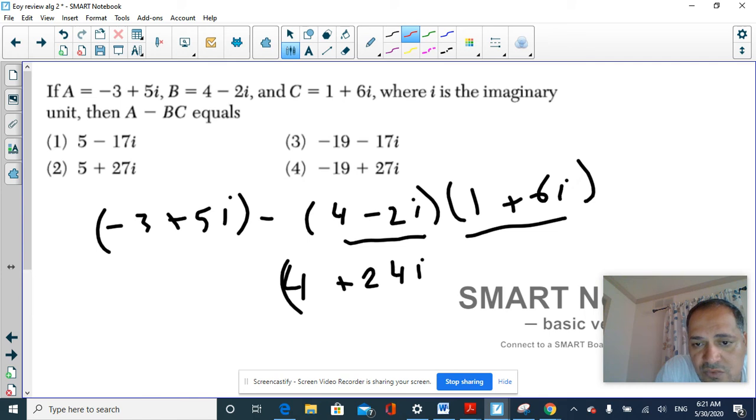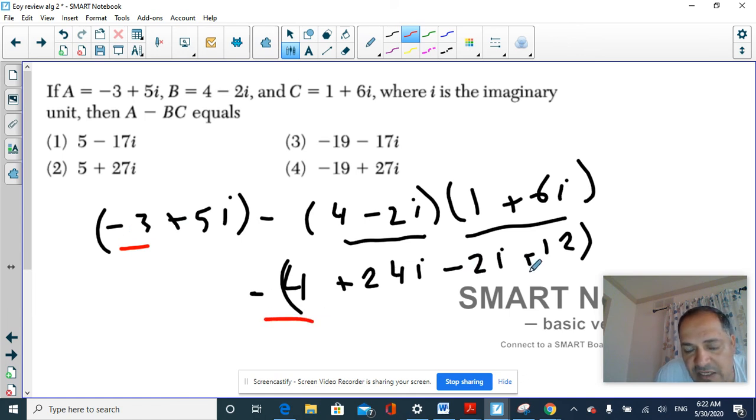And negative 2i times 1 is negative 2i. And negative 2i times 6i is negative 12i squared, so it's positive 12. Yes? Because i squared is negative 1. Now, distribute the negative. So negative 3 minus 4 is negative 7. Okay? And don't forget you have the 12. Again, we have negative 3, negative 4, and negative 12 because we have the negative outside here. So negative 4 and negative 12 is negative 16, and negative 16 and negative 3 is negative 19.